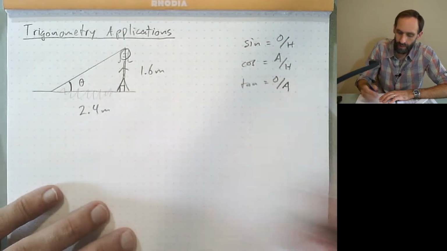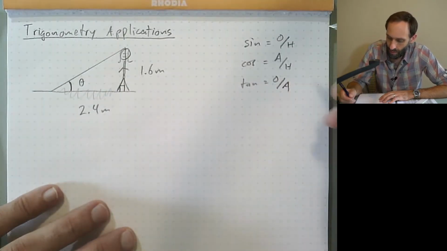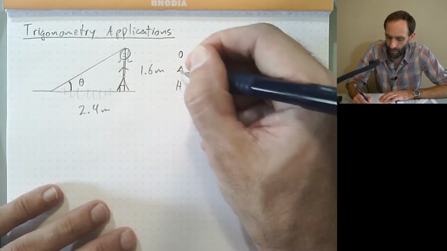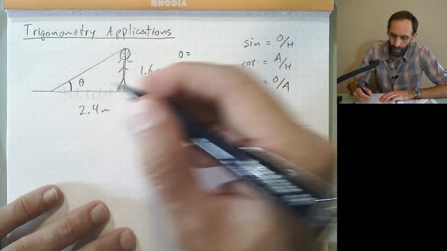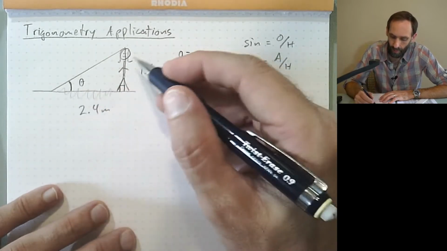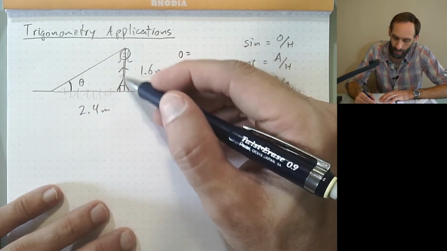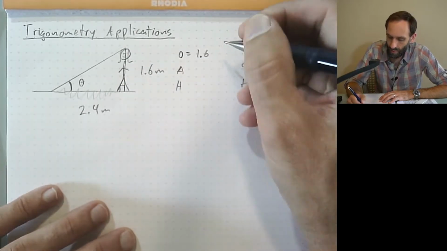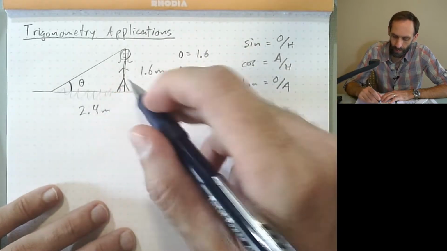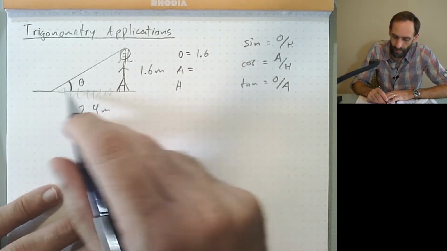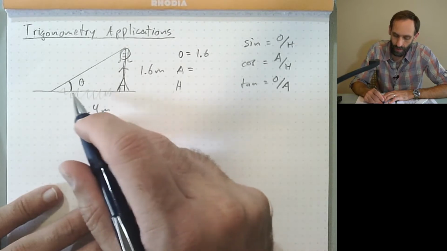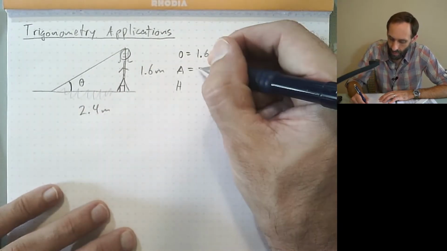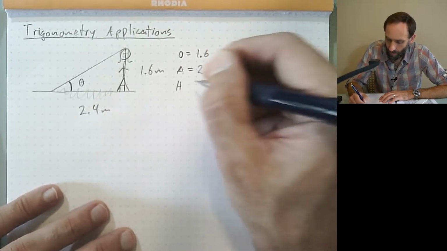Now let's look at this particular situation and determine the length of the opposite, the length of the adjacent, and the length of the hypotenuse. Okay, so since here's our angle, the side length opposite the angle is the height of the person. So that's going to be 1.6. Now the adjacent is going to be this length of the shadow because it's the side that's touching the angle, that's not the hypotenuse. And so that's going to equal 2.4.